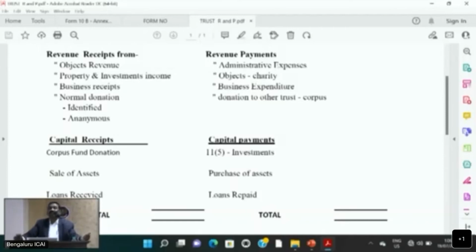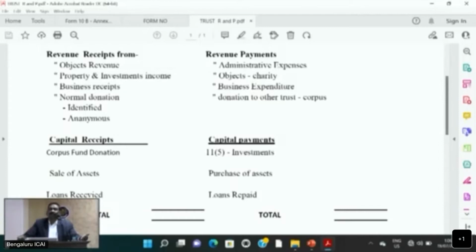So the loans received are not income, but the loans repayment is application allowable? Majority of us reading these headlines think, very good, this year loans repaid, application. No.